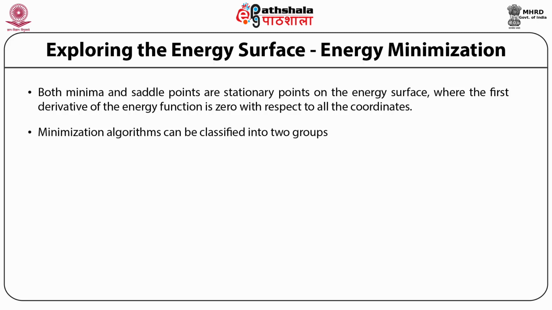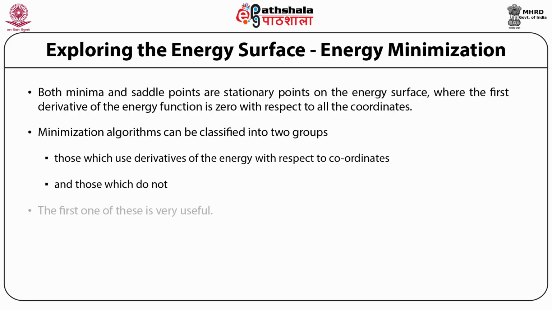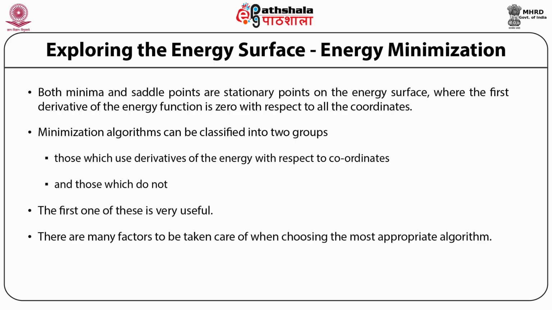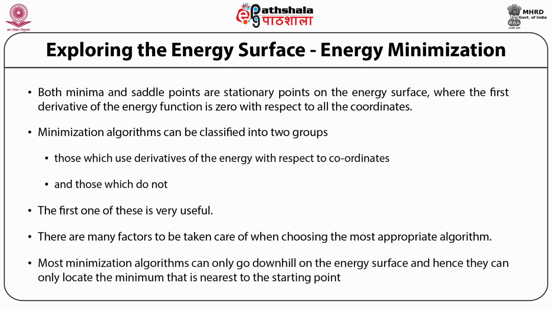Minimization algorithms can be classified into two groups. One is the one which uses derivatives of the energy with respect to coordinates, and the second is the one which does not use these. The first one of these is very useful. There are many factors to be taken care of when choosing the most appropriate algorithm. Most minimization algorithms can only go downhill on the energy surface, and hence they can only locate the minimum that is nearest to the starting point.